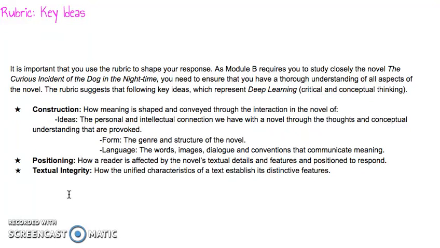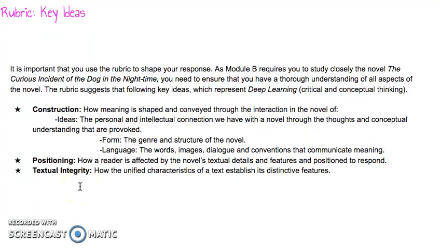Positioning. How a reader is affected by the novel's textual details and features and positioned to respond. Very, very important for your rich evaluation, this one. So positioning refers to the reader. How is this text or how is this chapter making the reader feel? Is this feeling so strong that the reader then feels as though they need to act upon it? They then question and challenge their own world. Essentially, in my opinion, that is the sole purpose as to why composers make texts, and that is to create a response that can then challenge the world. Textual integrity.